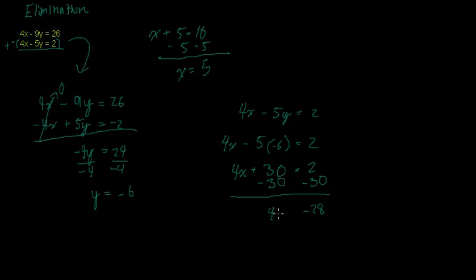So now we have 4x equals negative 28, right? To isolate x fully, we divide 4 on both sides. We know that 28 divided by 4 is equal to 7, and since 28 is a negative number divided by a positive number, it's still negative. So now we have negative 7. And our solution set is negative 7, comma, negative 6. And we are done.